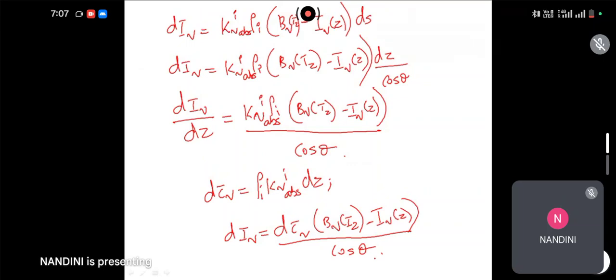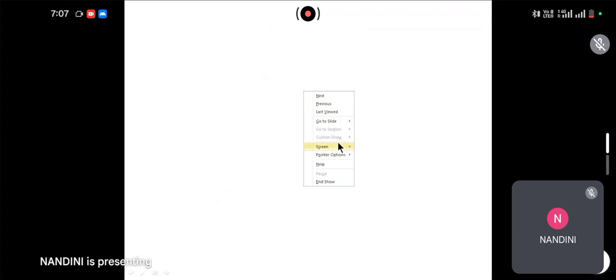So if you want to get I nu of z, you can integrate it, then you will get the equation for I nu of z. The integration will be a bit complicated since it has two terms, which is B nu of T of z and I nu of z. It's not as simple as what we did in the case of solar radiation. So basically, if you integrate it, you will get two terms.